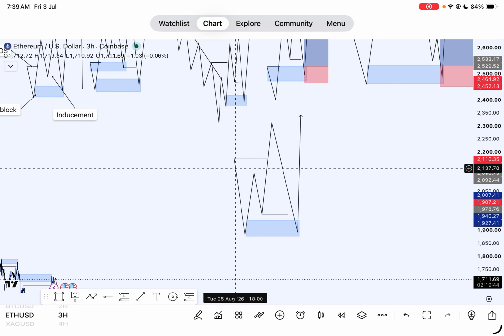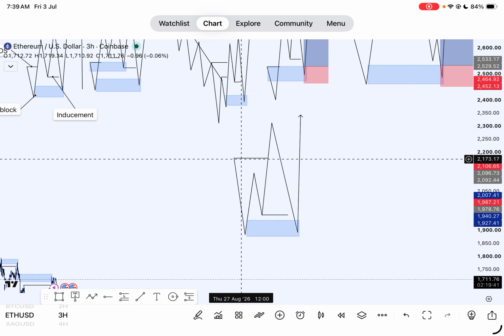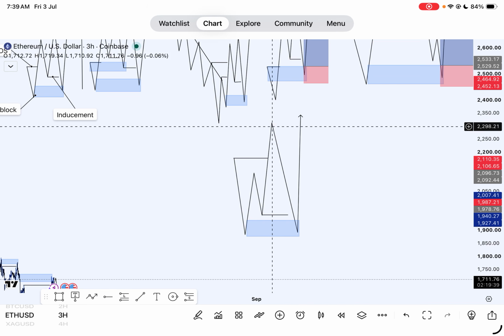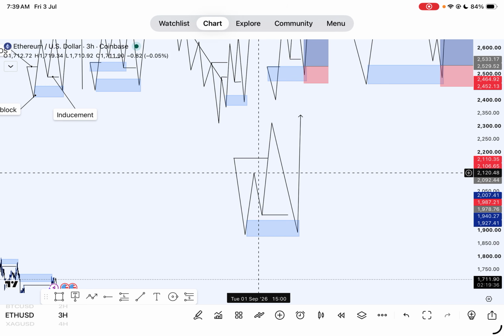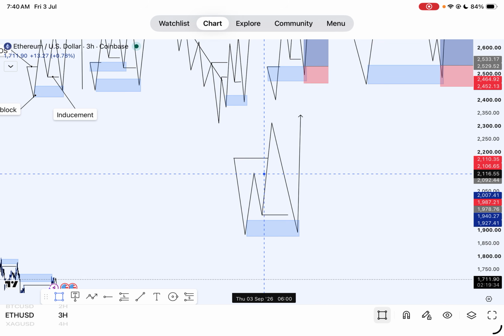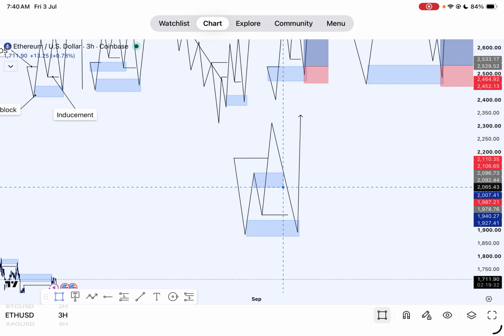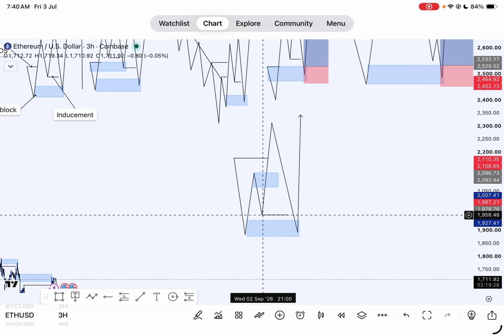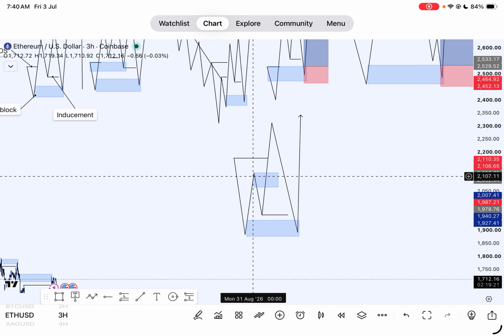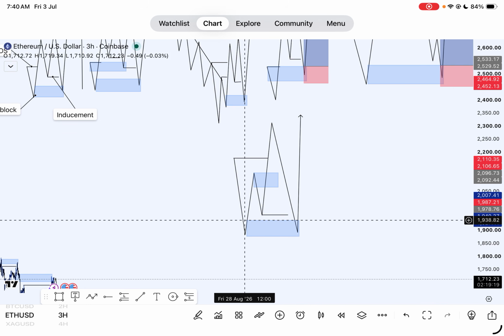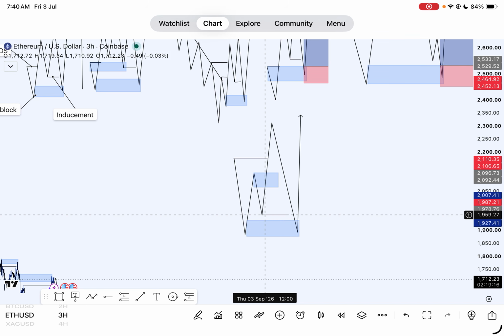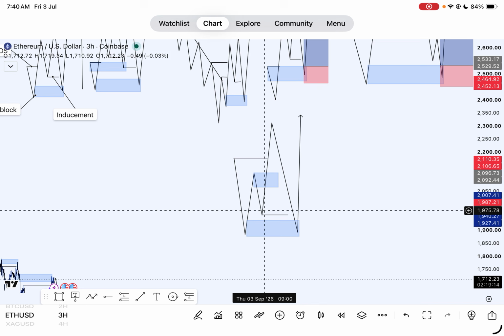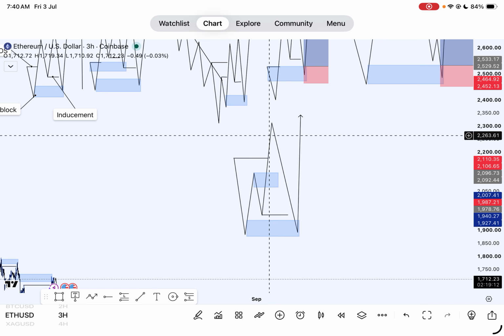You can notice that this is a break of structure right here, and when price was coming back here, you can see that it didn't create inducement for this breaker block. This other block, this zone that price has created, you can see that price has created inducement for it. So instead of paying attention to this breaker block here, you'll be paying attention to your other block that has inducement, and price will just tap.